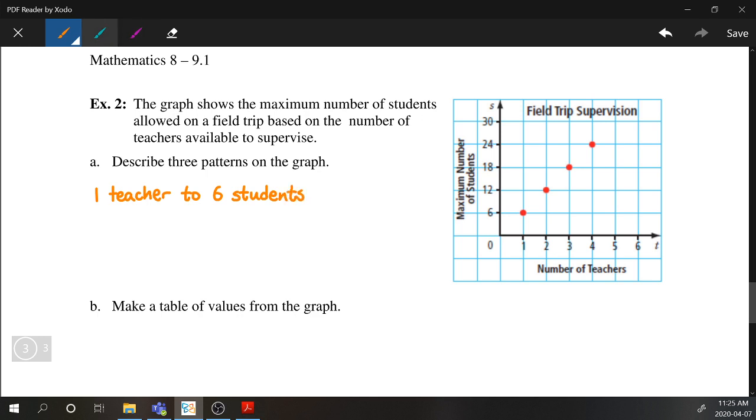Number 2 is that this graph is discontinuous. Doesn't make much sense to have 1.5 teachers. And number 3 is that this graph is linear. And that is to say that the dots, even though they're not connected together, form a straight line.